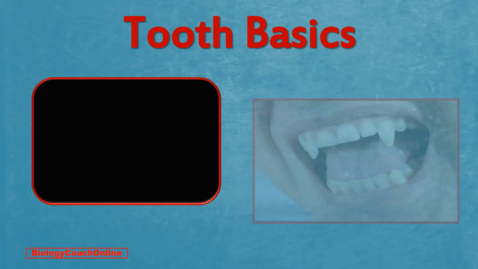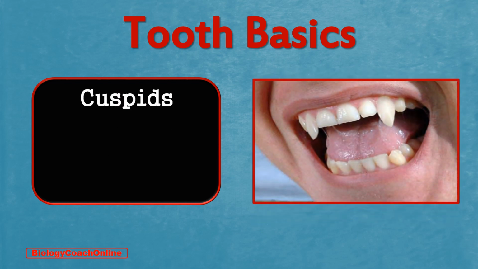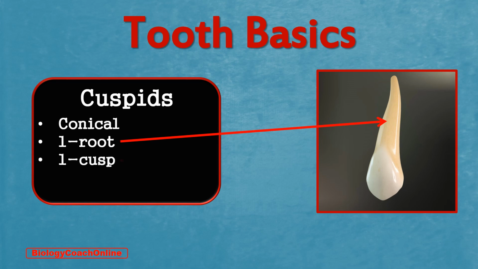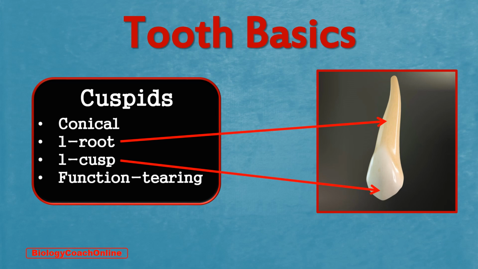The cuspids are the longest and strongest teeth in your mouth. Okay, maybe yours are not this long. Cuspids are cone-shaped. Cuspids have a single, very long root, and they are called cuspids in reference to their single point or cusp on the occluding or chewing surface of the tooth. Now cuspids function in gripping and tearing.